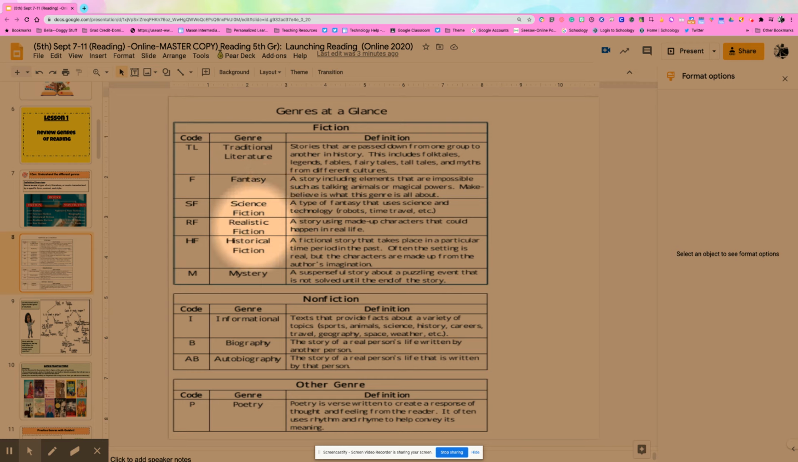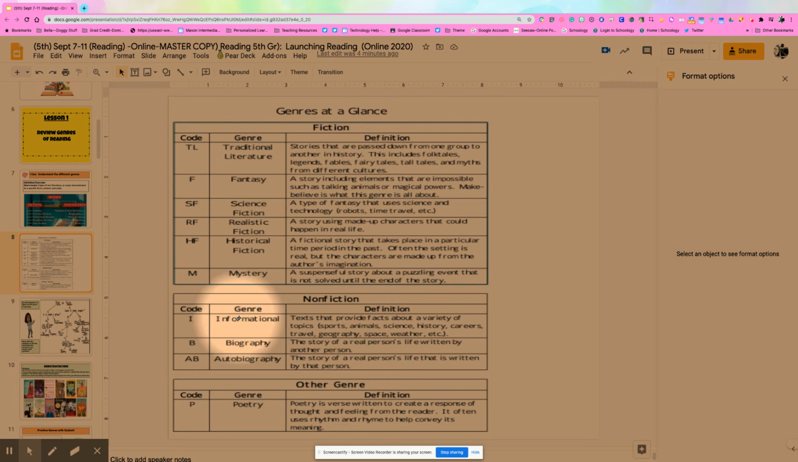Then we have realistic fiction. Those are things that could actually happen in today's world. They're made up characters, though. Historical fiction is also some elements might be real, like a real life person, but they're thrown in a fictional conflict or something like that. Usually, the setting is real because it's in history, but the characters are made up from the author's imagination. There might actually be some true characters in there, but usually the main characters are made up. We've got mystery, which is suspense about something puzzling that's not solved till the very end.